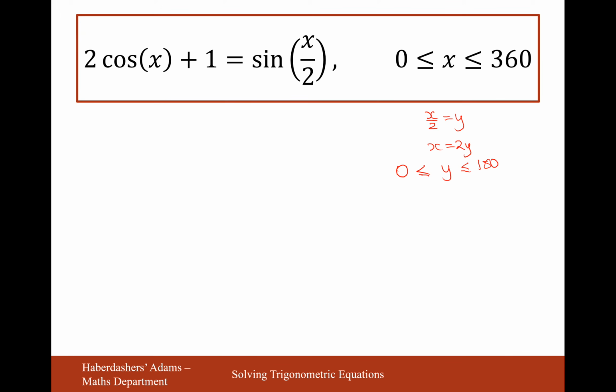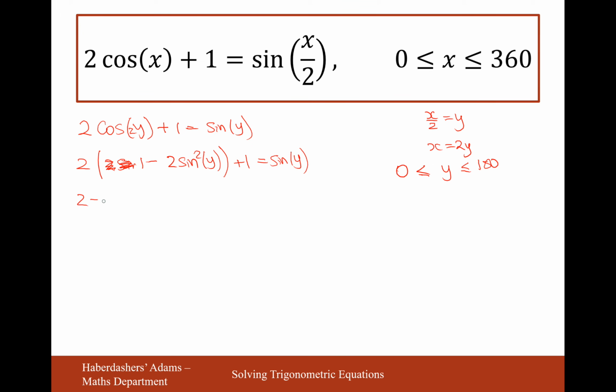I'll change my calculator into radians mode, and then I'll halve the angles, so it'll be 2 cos 2y plus 1 equals sine y. So similar to before, we want a double angle formula for cos in terms of sine. So it's going to be 2 brackets, 1 minus 2 sine squared y, plus the 1 equals sine y. Expand the brackets and we get 2 minus 4 sine squared y plus 1 equals sine y.